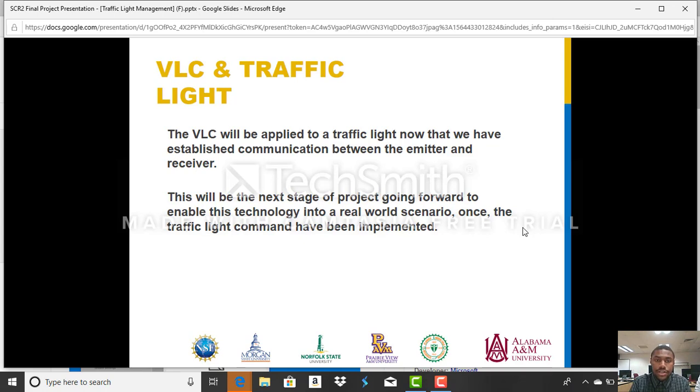So now that the VLC has achieved communication between the emitter and receiver, we are now going to move forward and implement traffic light controls to replicate a real world scenario where a traffic light can be used to communicate using VLC between the light itself and the vehicle. The receiver will be built into a car to see how much time is left before the light changes. This will be the next stage of the project going forward once we enable this technology.